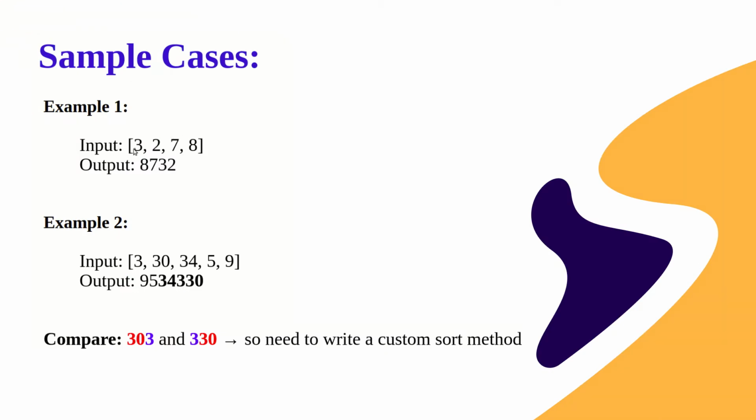If the input array is 3 2 7 8, then we need to output 8732, which is a string representing the largest number that can be formed with these digits. Why so? When the digits are single, just sorting them in decreasing order and appending them will return the largest number, because the greater the digit at the leftmost place, the larger the actual number.